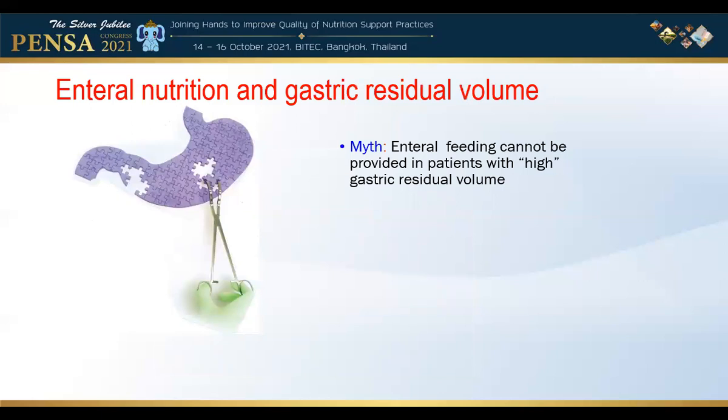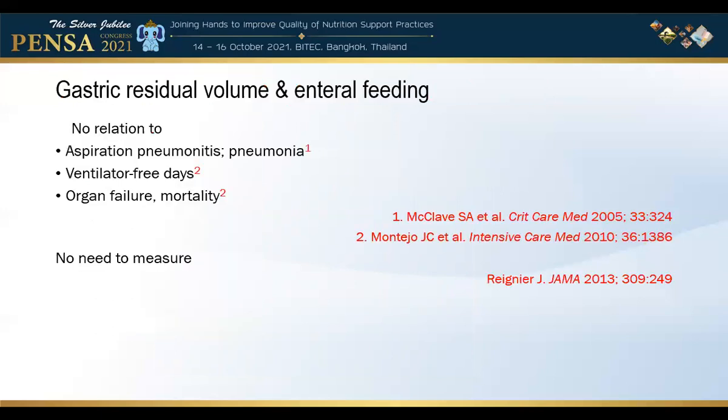We go to a few other myths. The gastric residual volume, where the residual volume in the stomach is checked quite often. This practice was given up over a decade ago. There is no relation to aspiration pneumonitis, pneumonia, ventilator-free days, organ failure, or mortality. And the studies have shown that there is no need to measure it too.